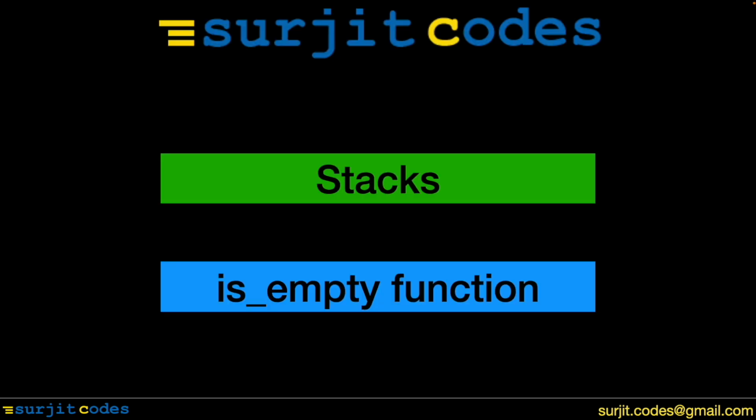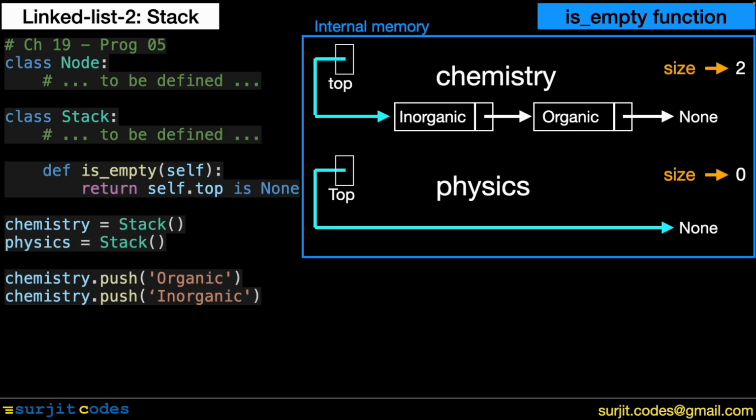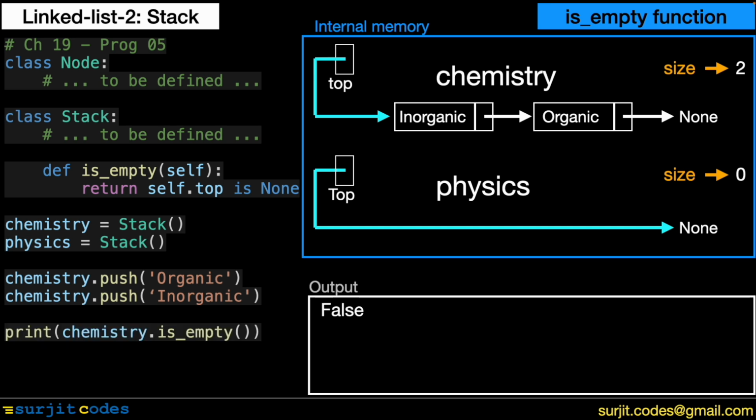Often, we need to determine whether a stack is empty or not. To do this, we add a new member function to the stack class called isEmpty. A stack is empty if its size is 0 or if its top is none. Since checking if top is none is faster than comparing two integers, we simply return top is none. Note the prefix self dot before top. Let's apply this function to the two stacks of the books shown here. Printing the result of chemistry is empty returns false, while physics is empty returns true.